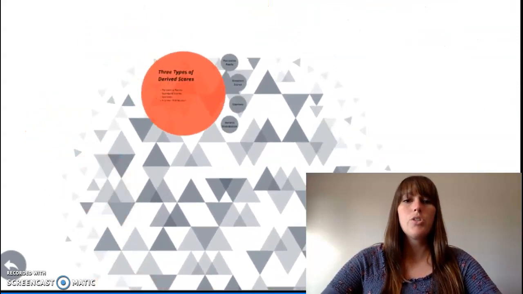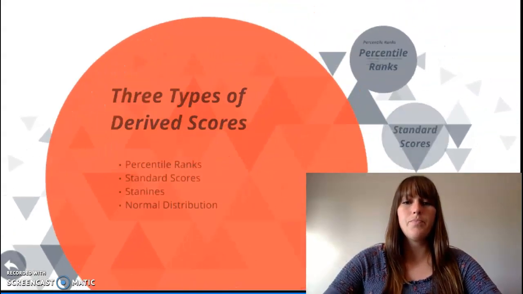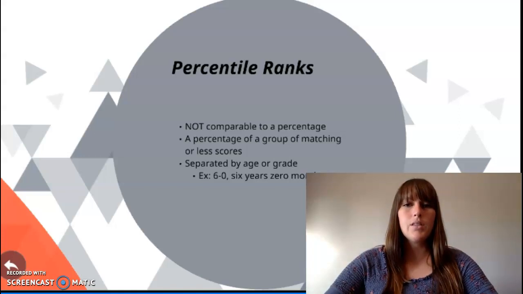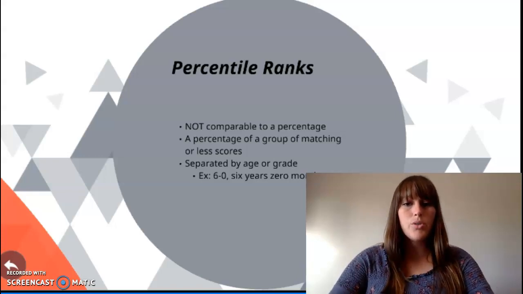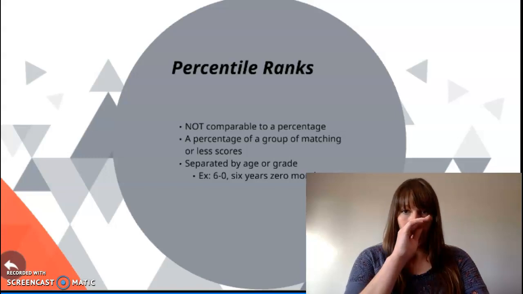So last, I'm going to talk about the 3 different types of derived scoring, which is percentile ranks, standard scores, and stanines. Percentile rank is a type of derived score that indicates the percentage of individuals within a group who have achieved a raw score or a lower one. So this is not comparable to an actual percentage.